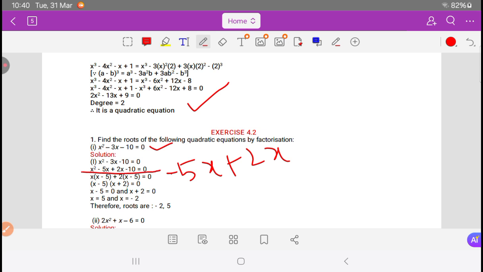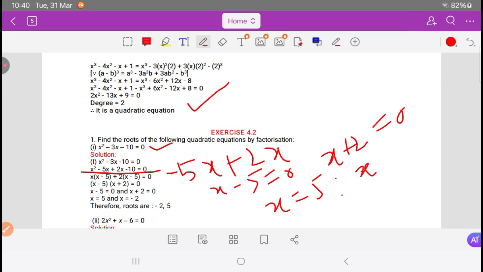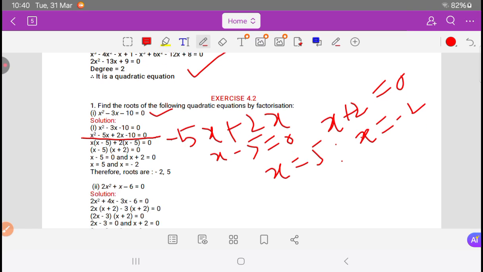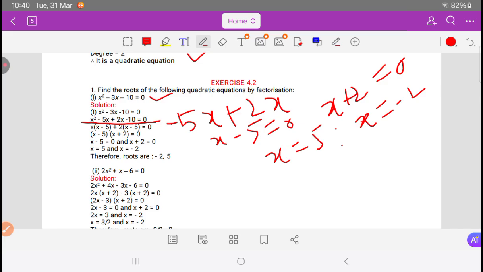Then simplify, you'll get two equations: x minus 5 equal to 0, x plus 2 equal to 0. So x equal to 5 is one solution, x equal to minus 2 is another solution. The solutions are the roots of the equation.